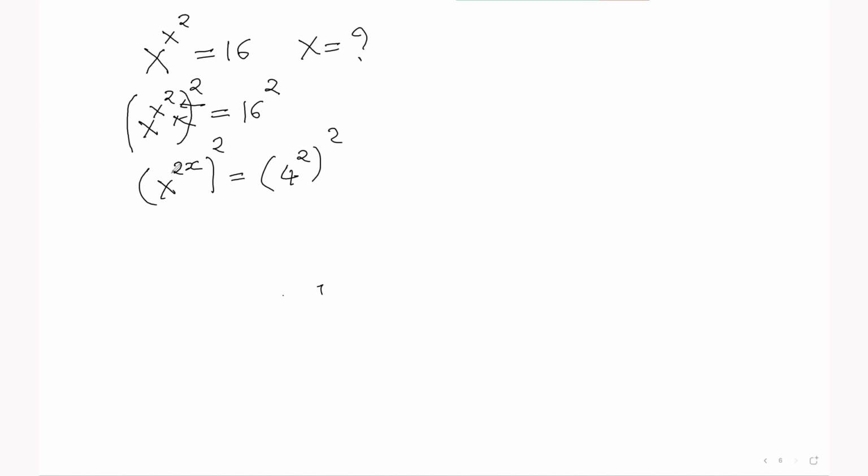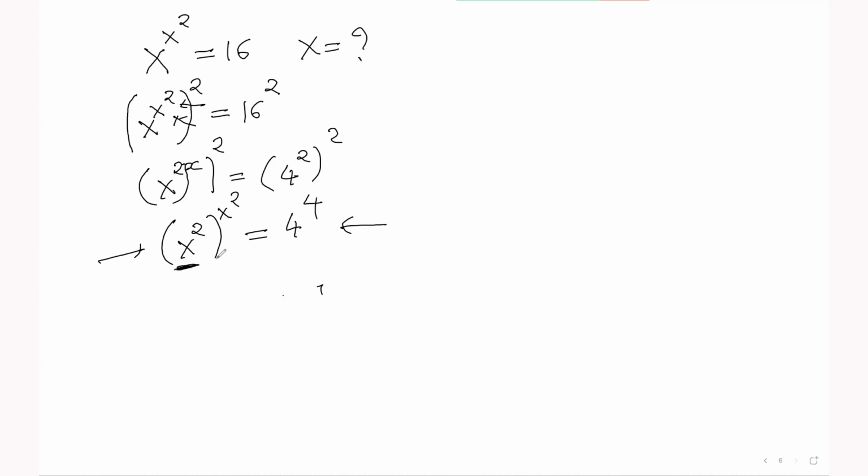So if I put a bracket here, this looks like x squared power x squared. So I can write down that as x power 2 power x squared. And that is equal to 2 times 2 will become 4. So 4 power 4. Now if we look at the left hand side and right hand side, we can see x squared power x squared equal to 4 power 4.